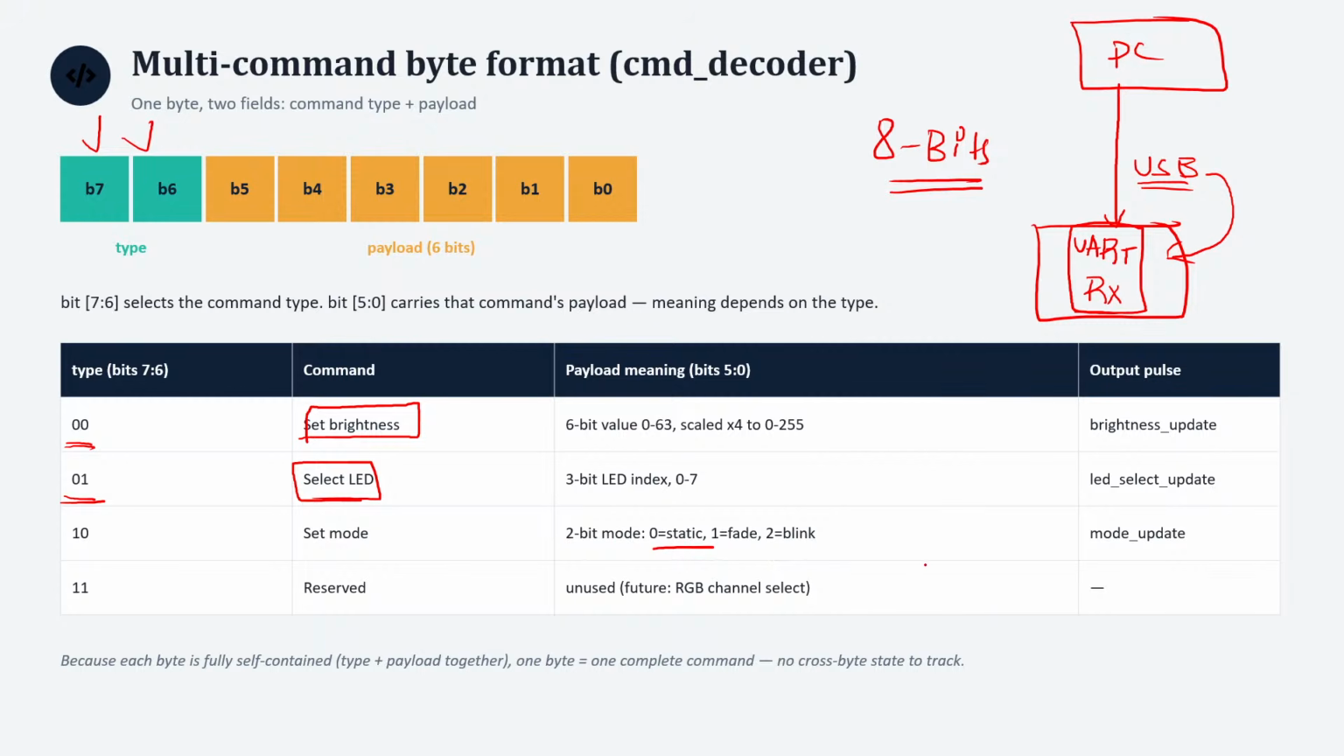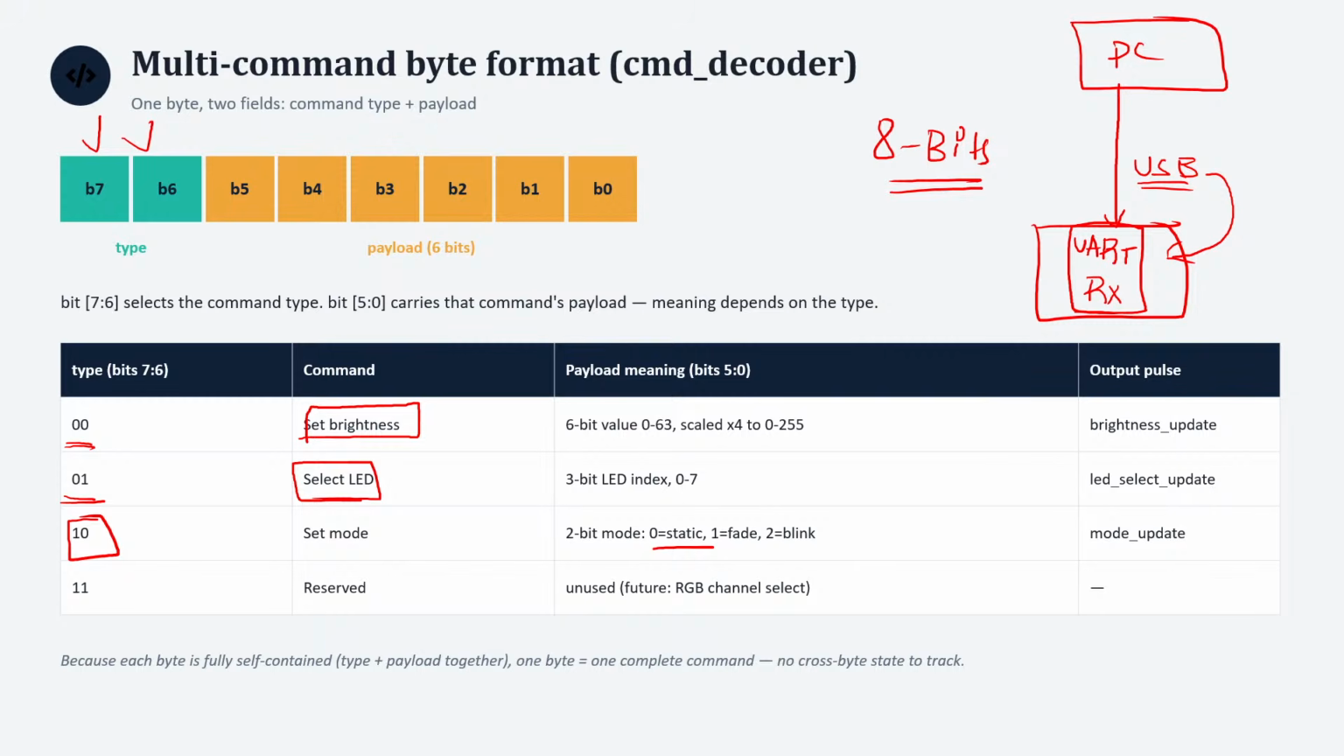So we have different kinds of modes, and if I want to set the mode, the MSB should be 10, and 11 is not used for any particular thing, it is reserved for future uses. Okay, so if I want to choose one out of 4 LEDs, say the second LED, before choosing that particular LED, you need to give the command 01 so that the hardware will come to know that the user wants to choose an LED.